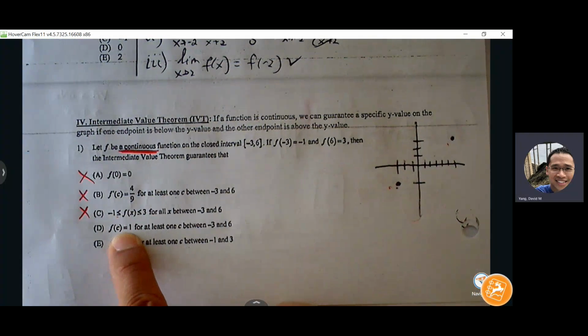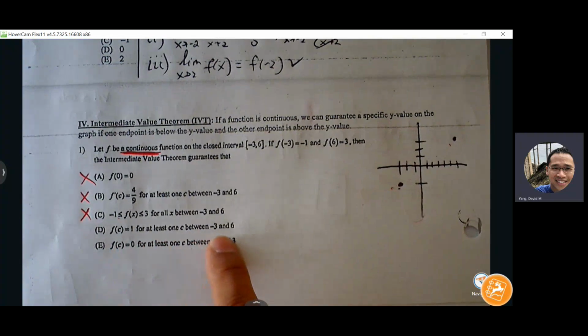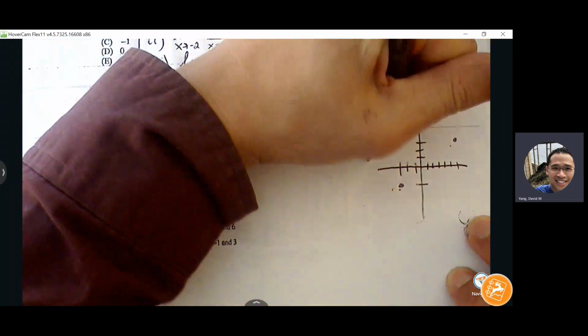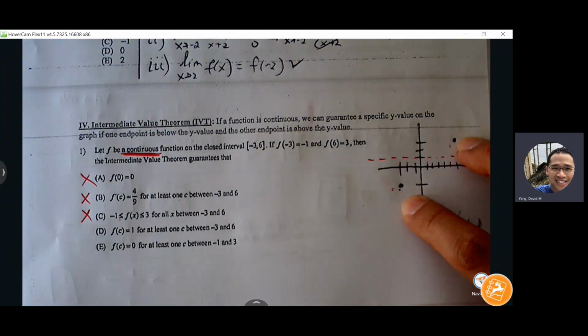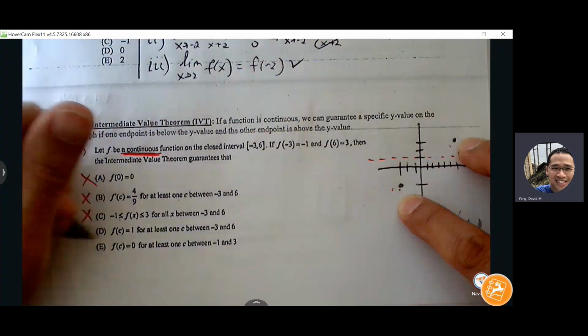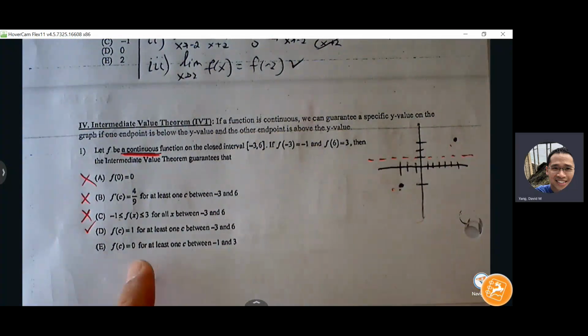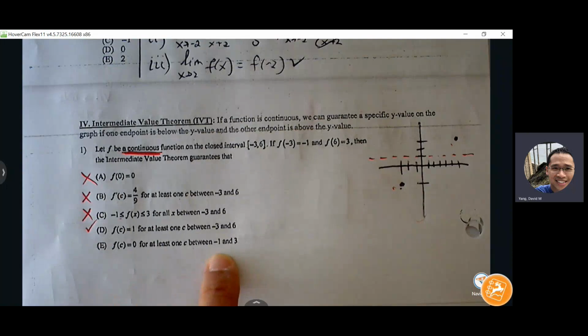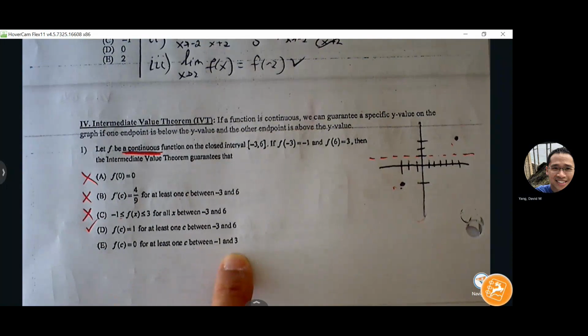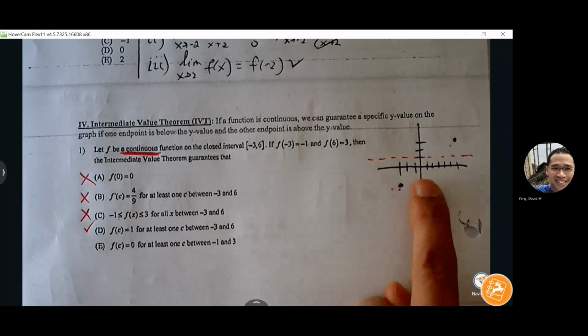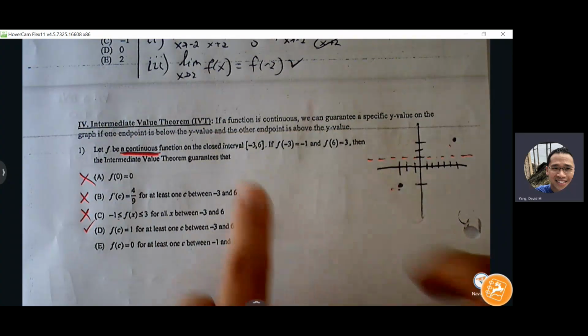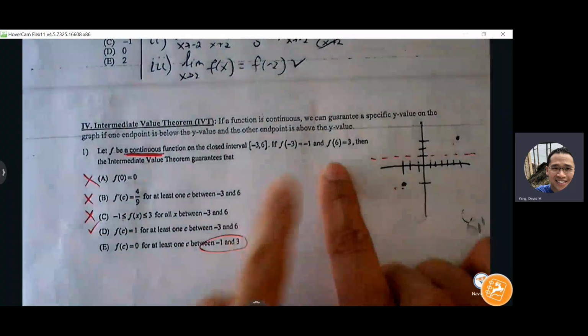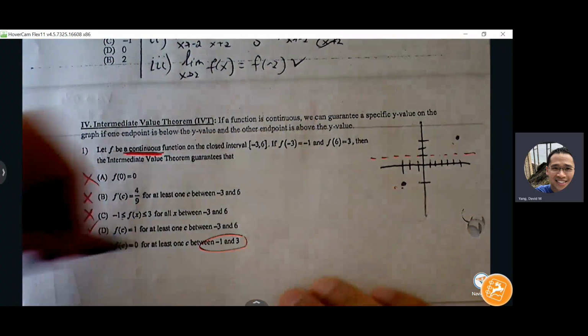There's going to be f of c equals 1 for at least one c value between -3 and 6. That is true, right? I can guarantee that it's going to hit that y value of 1 somewhere between -3 and 6. So this one is true. F of c equals 0 between -1 and 3. And we're looking at x values between -3 and 6, not between -1 and 3. So this one doesn't fit either.